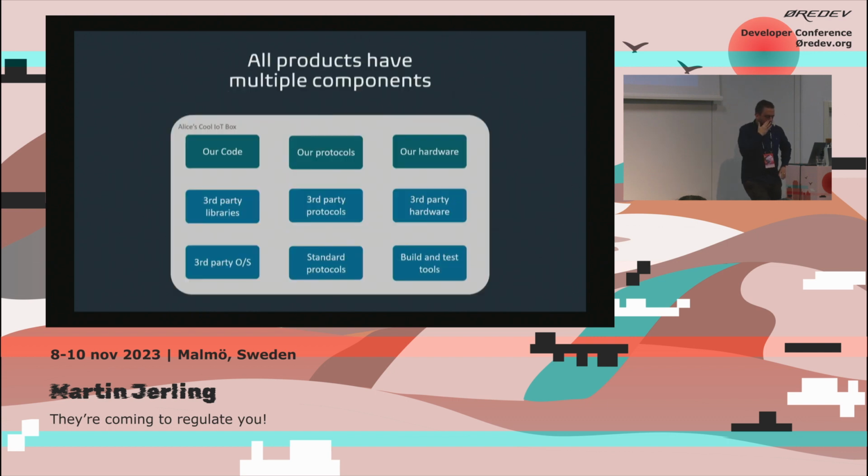So all products have multiple different components: code, protocols, hardware. Protocols might be part of an open public standard. Some are proprietary, Bluetooth standard. Actually, if you're compliant with Bluetooth, sometimes there are vulnerabilities that are just by the design of the Bluetooth stack. So how do we resolve those? We need to think about these.